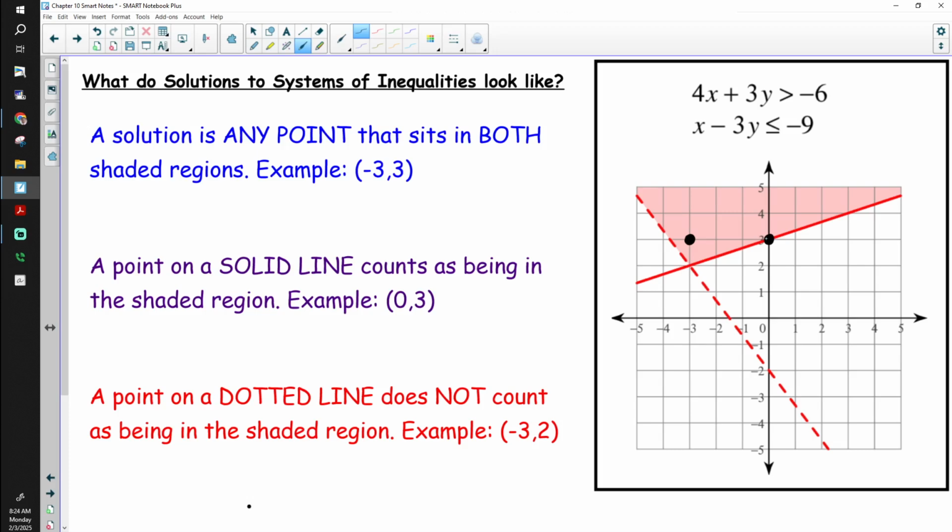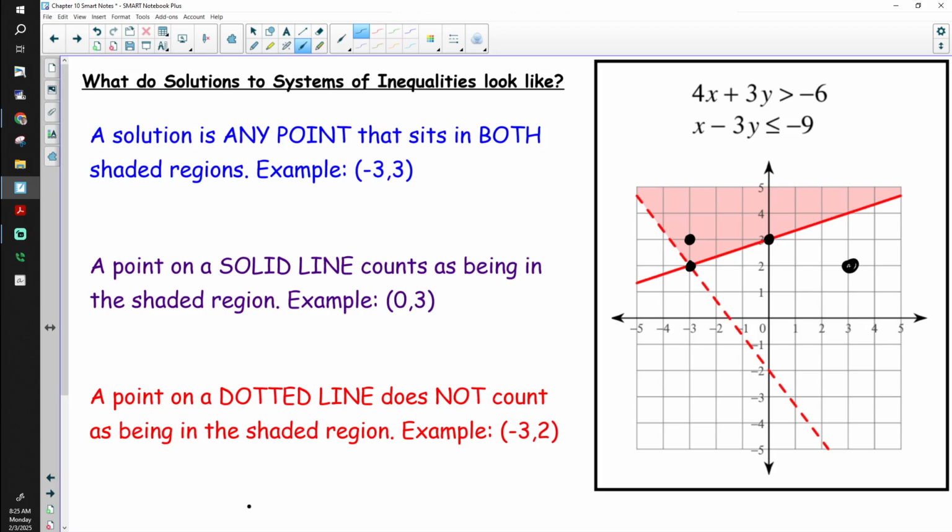That's a solution. If your point is on a dotted line, for example, -3, 2, this point is on a solid line and a dotted line. Being on a solid line is good. That counts as being on that line. But on a dotted line, the point falls through the cracks and dies. Okay? This does not count as a solution because it's on the dot. One of the lines it's on is dotted. And then, of course, if you have a point that's outside and not on any of your lines or any of the shaded regions, that is not a solution.